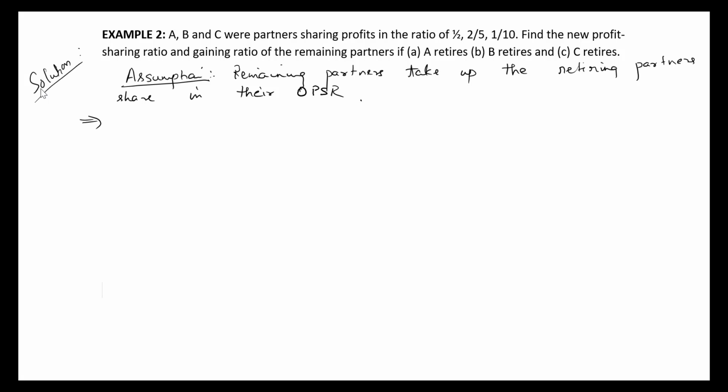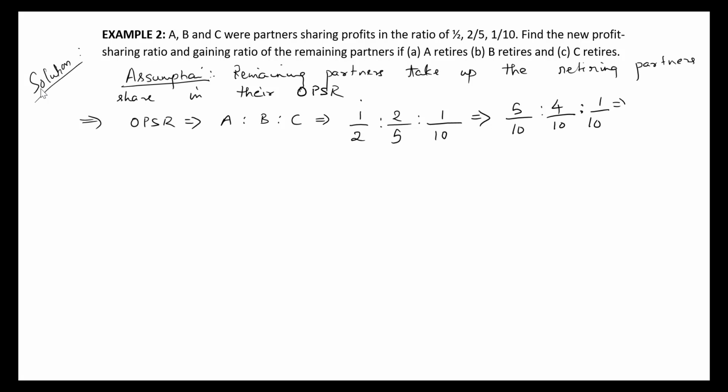The only difference is that we need to bring down the OPSR to a common denominator. The OPSR between A, B and C is given in the sum as 1/2 is to 2/5 is to 1/10. So we need to bring this to 5/10 is to 4/10 is to 1/10, or in other words 5 is to 4 is to 1. Now we can go ahead with the solution.